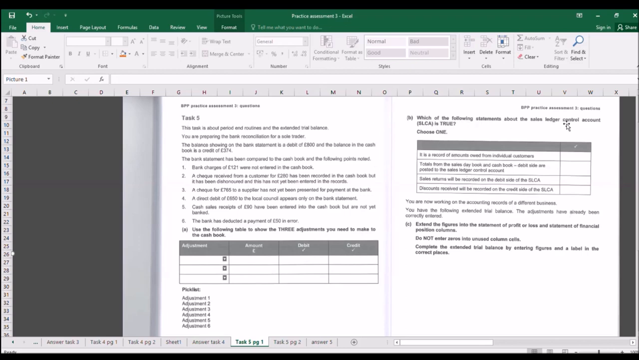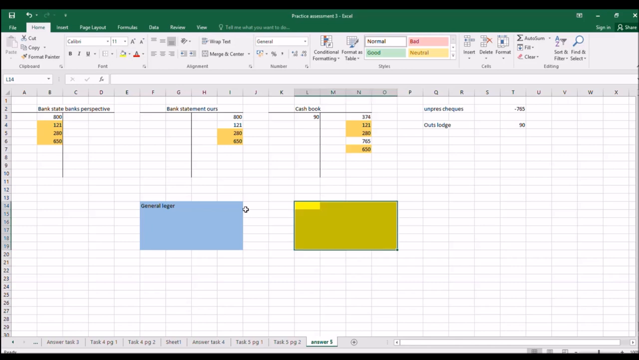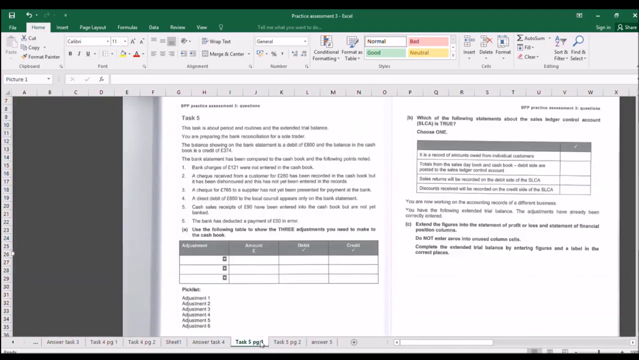Which of the statements about the sales ledger control account is true? Let's choose one. It records an amount owed from individual customers. No. So let's look. If we've got our general ledger over here, and we've got our subsidiary ledgers over here. In here we've got our sales ledger control account, and in here we've got our sales ledger. In the general ledger, the sales ledger control account is the total of all of our individual sales accounts. In the sales ledger is where we have the individual accounts, so it's not that one.